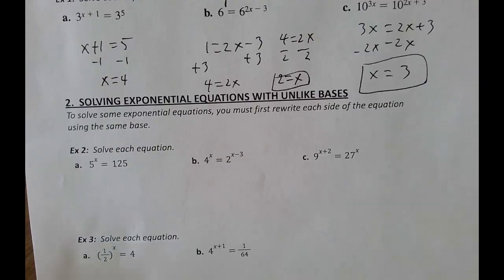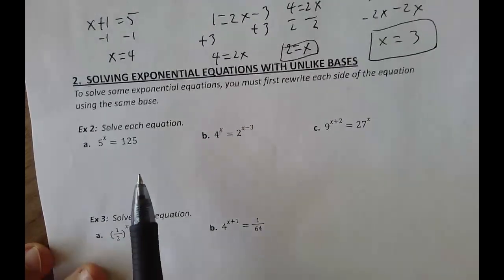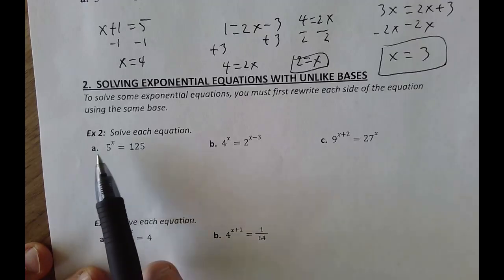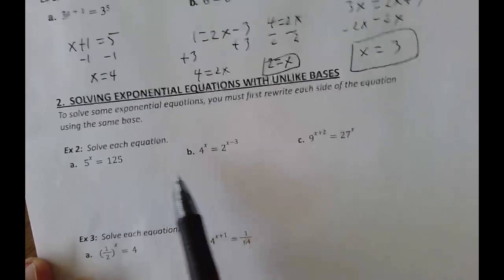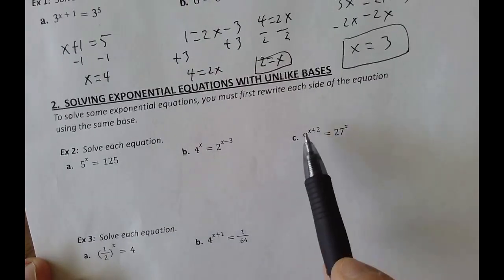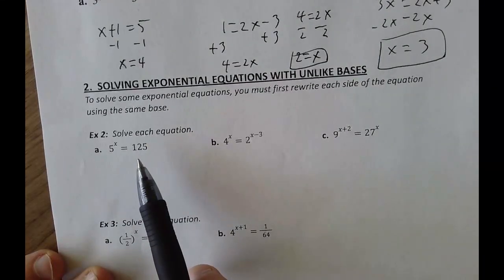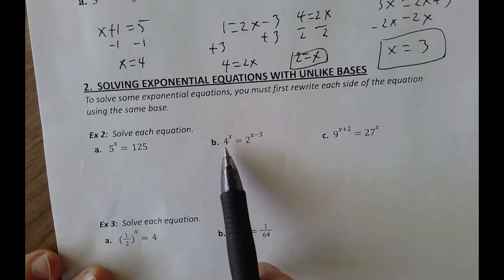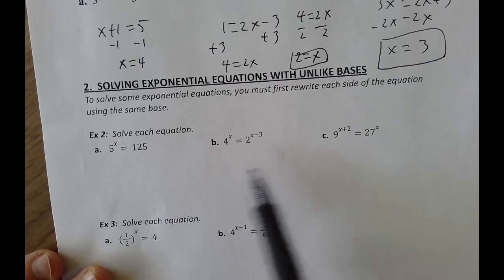To solve exponential equations, you must first rewrite each side of the equation using the same base. So see here, we have 5 to the x equals 125. I cannot say that x equals 1, right? Remember there's an imaginary 1 here? I can't do that because they're not the same base. 5 doesn't match 125. Same thing here, 4 does not match 2, 9 does not match 27. We have to make the bases equal each other. So this needs to be 5, and this needs to be 5. That needs to be 2, that needs to be 2, that needs to be 3, that needs to be 3. We'll get to those in a second.